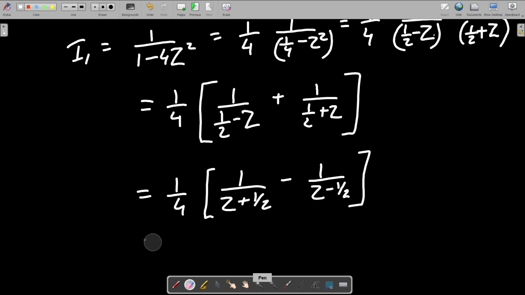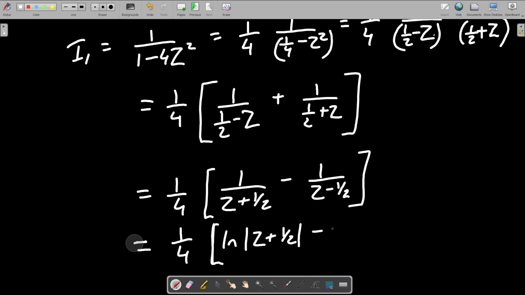So this will be half times 1 by 4 times bracket ln of z plus half minus ln of z minus half. But we know that this can be simplified, right?